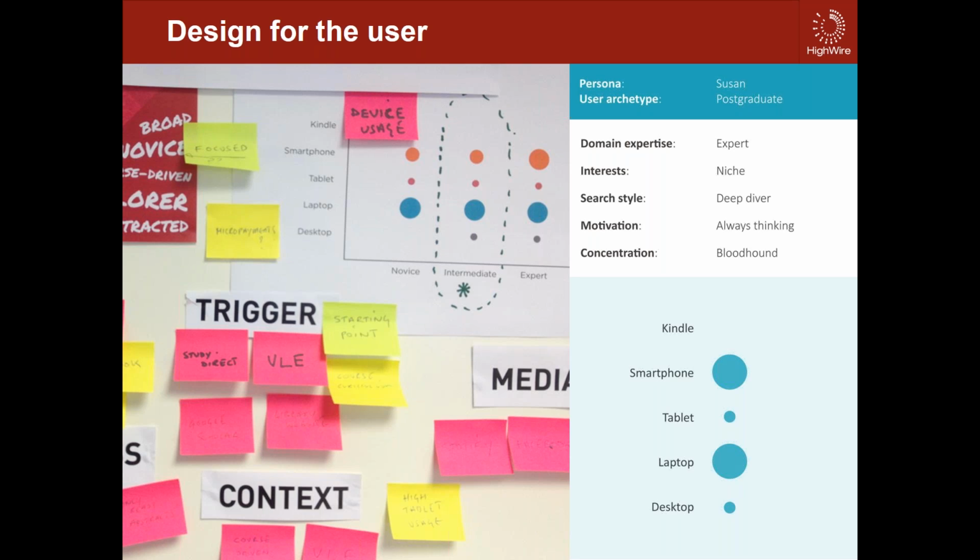So we've looked at 5 different ways in which she behaves, or 5 different aspects of her. We've looked at her expertise in her field. We've thought about what her interests are. Are they broad or much more focused? In her case, she's a postgraduate researcher, so she's narrowed down to a particular focus, a particular interest in something. We've explored what her way of searching might be and thought about her motivations.